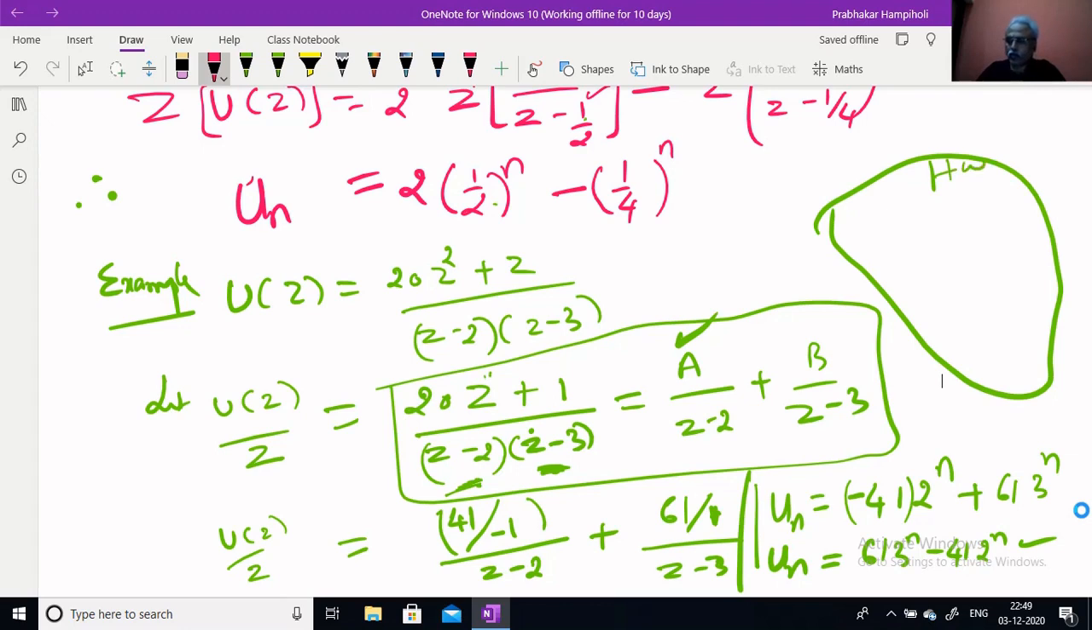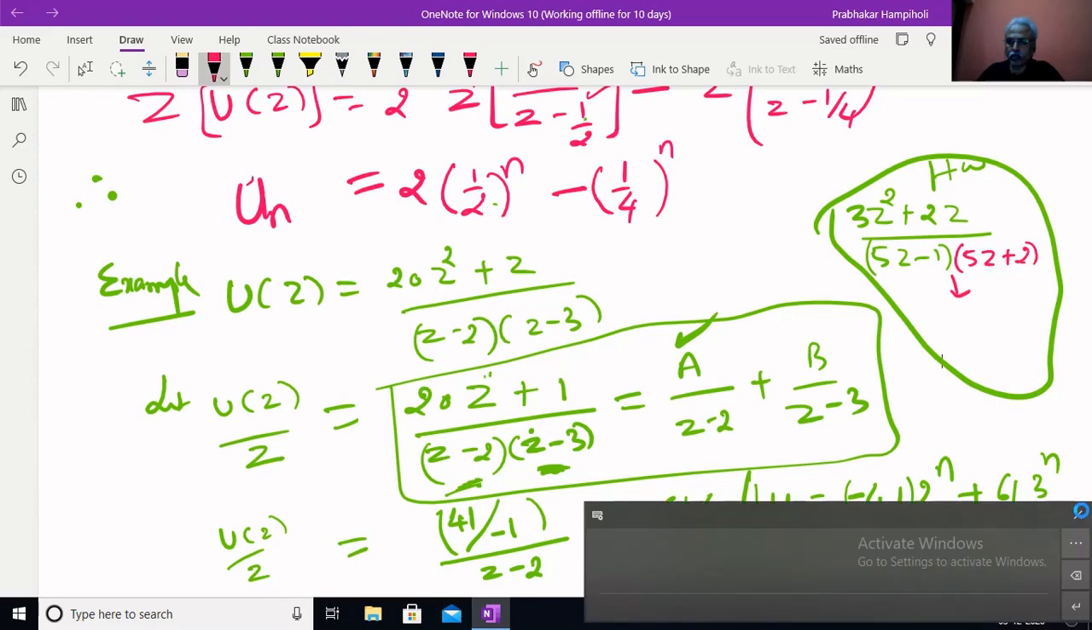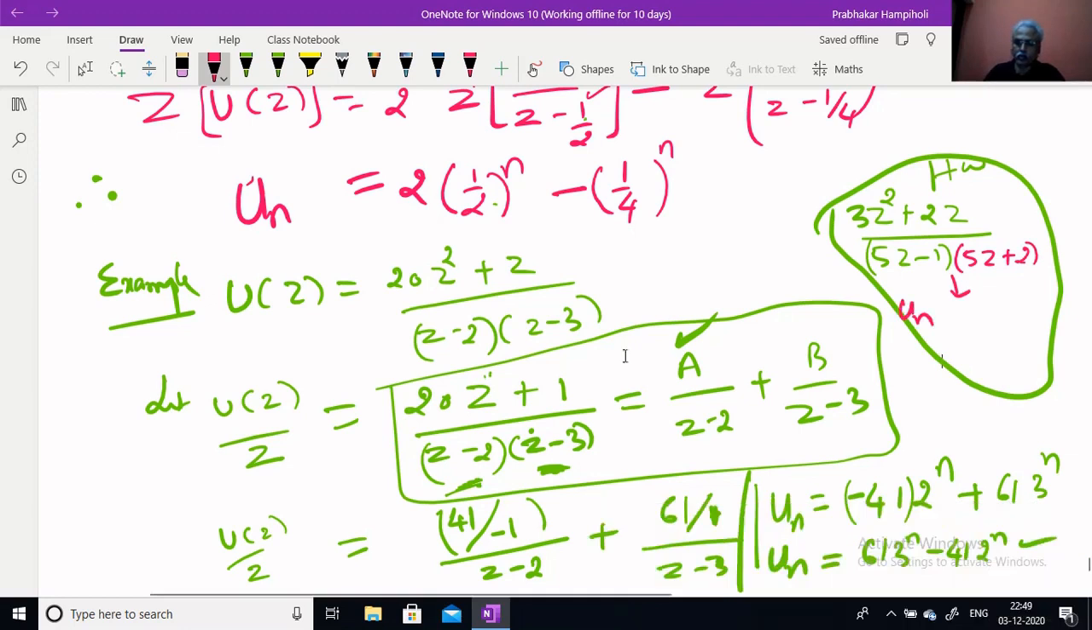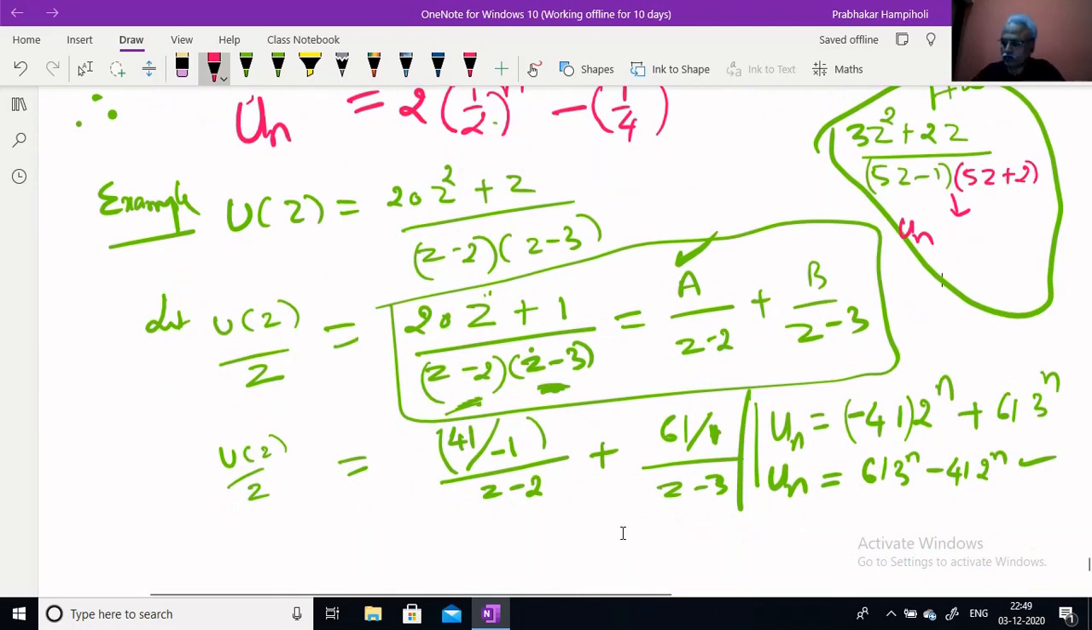Homework: if U(z) is (3z² + 2z) divided by (5z − 1) and (5z + 2), show that the corresponding u_n equals, I will give you the answer, 1/75 times [13 into (1/5)^n plus or minus, you can write minus, 4/3 minus 4/3 minus (2/5)^n]. Try to do this homework.